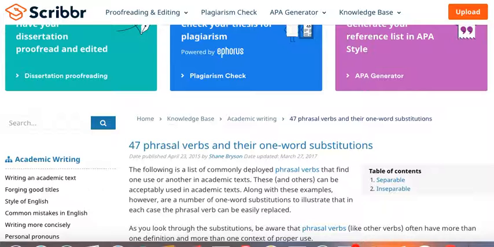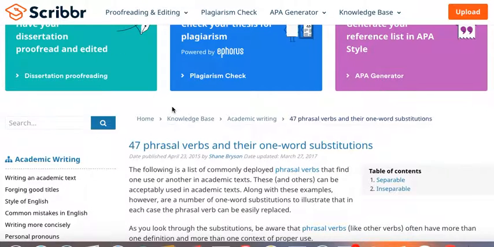But if you are doing the IELTS writing, for example, the Task 2 essay, you need to change phrasal verbs into one-word substitutions, more academic words. Let's read the article together so that you know why this is important. Speaking and writing are different.